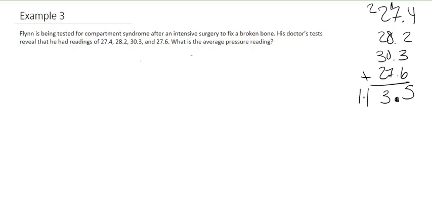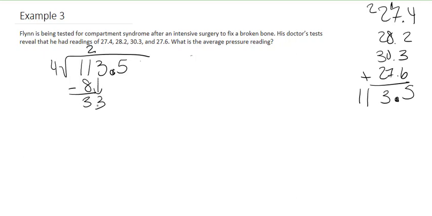So 4 does not have any decimals, so we do not need to move any of the decimals. So 4 goes into 113.5. So to begin, we cannot go 4 into 1 because 1 is too small. So 4 can go into 11, and 4 can go into 11 2 times. So 4 times 2 is 8. Now 11 minus 8 is 3.